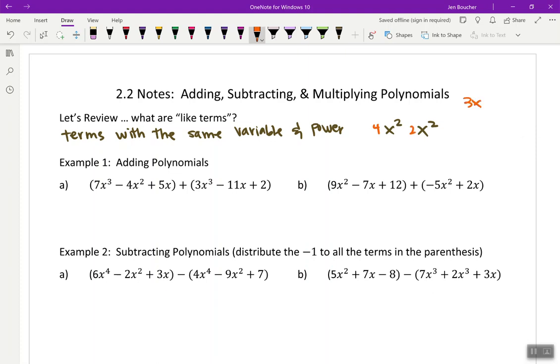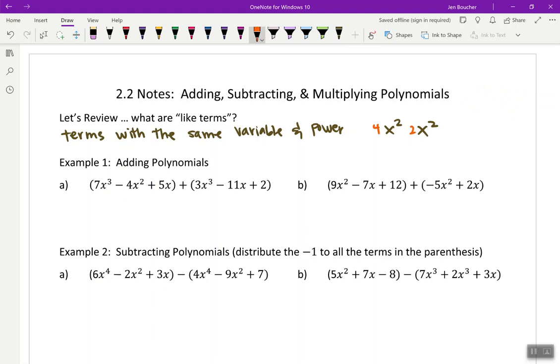If you had 3x and 4y, those would not be considered like terms because one variable is different than the other, even though the powers are the same. So they have to be both the same exponent and the same variable in order for these to be like terms. And if that's the case, you can add these and subtract these variables, these units.